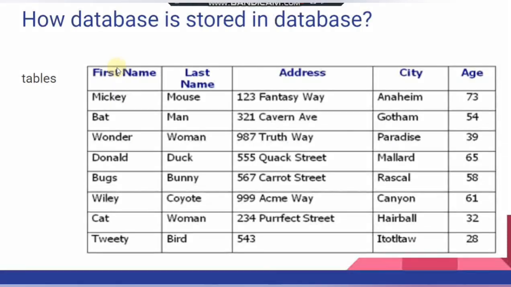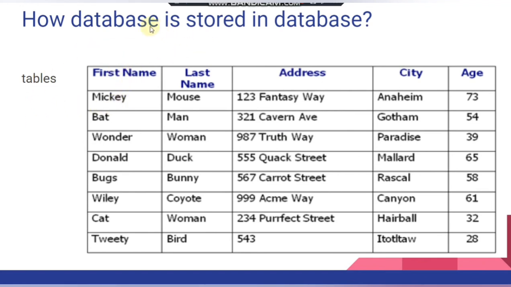So how is the data stored in a database? Data is stored in the database in the form of tables. What is a table? We call it a relation or table. For example, we have a list of students, so we make a table for the students. So it is a student database.